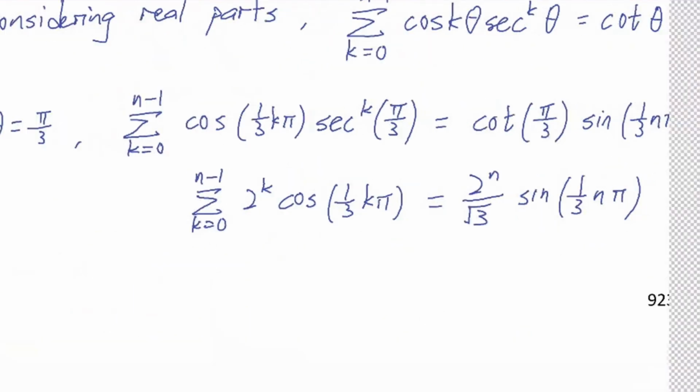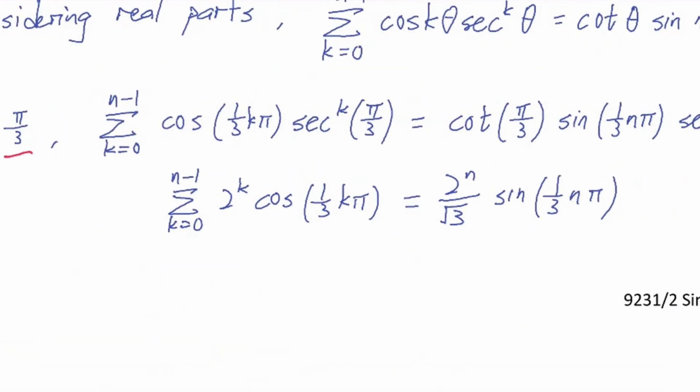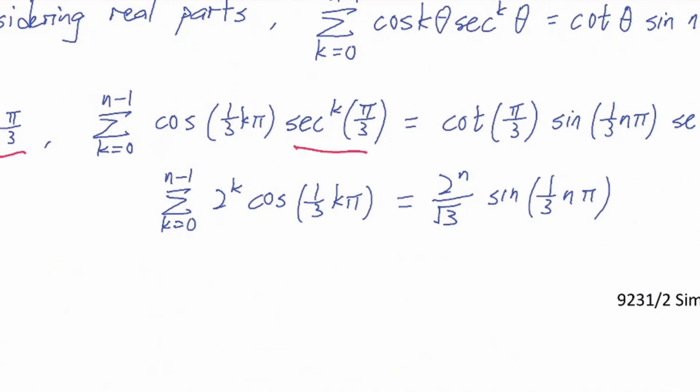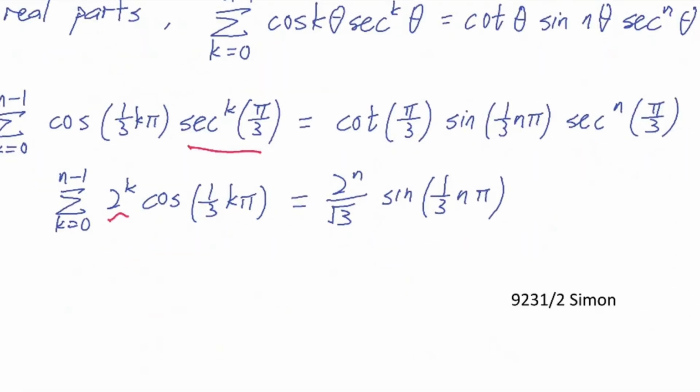So when we sub in the 1 over 3 pi into the theta, on the left-hand side we have the secant power k of pi over 3. So this is 1 over cos pi over 3 power k. Cos pi over 3 is a half, so 1 over half power k is 2 power k. The rest of it is about evaluating: cot of pi over 3 is 1 over root 3, and secant power n of pi over 3 is 1 over a half, power n. So we get this thing here, and we can simplify it.